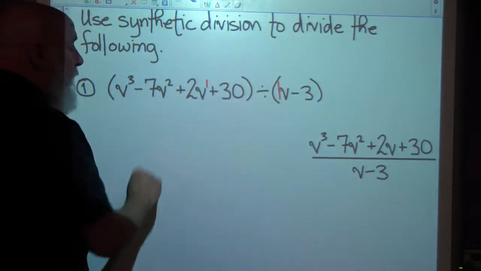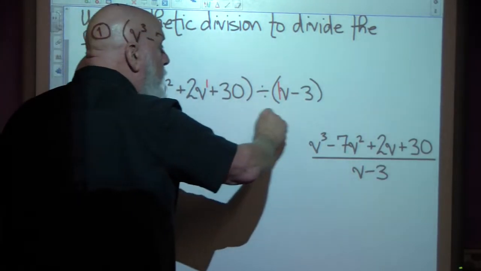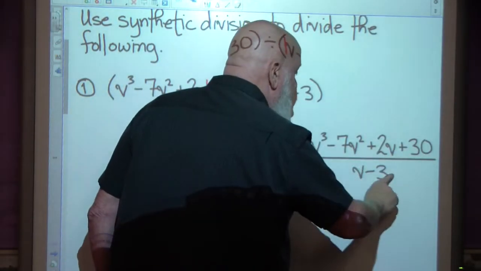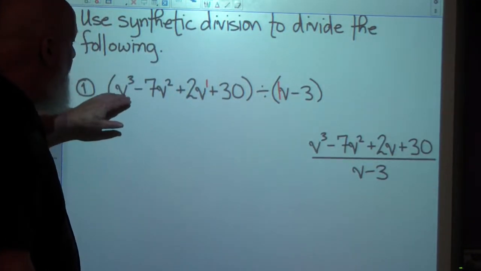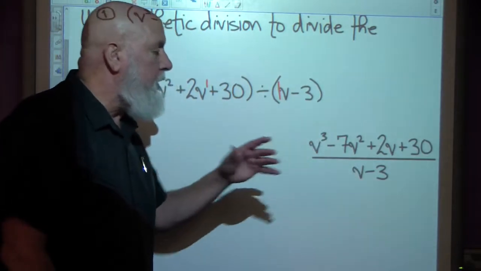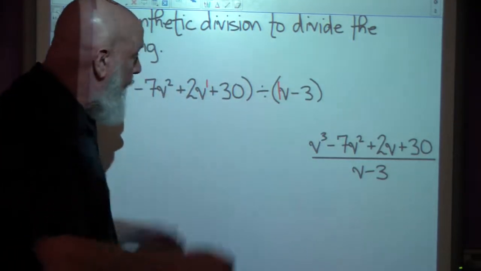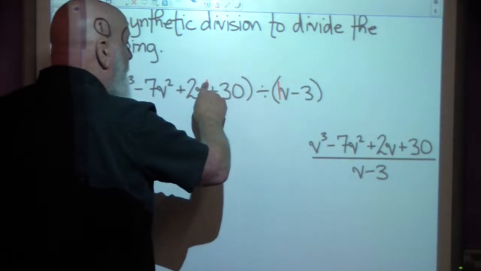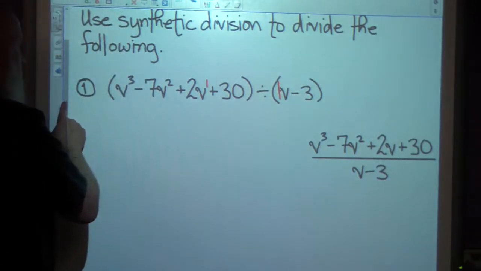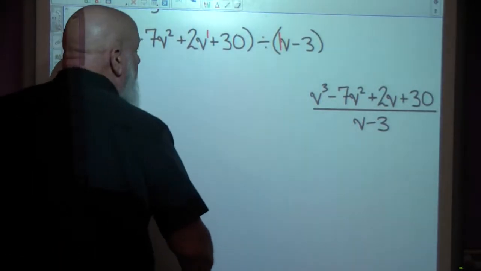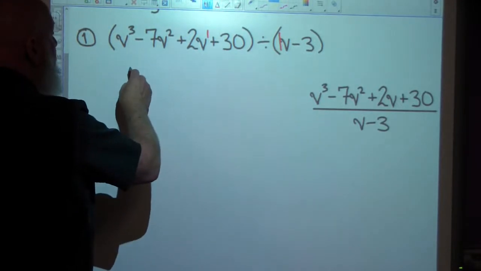They want to be in descending order. This, by the way, could be written like this, and it means the exact same thing. So if you were asked to divide this or this, you would do the exact same thing. And I'm going to show you how to do it. So here we go. I've made sure that those were correct or in place, which is what I'm looking for. Now I'm going to divide like this.